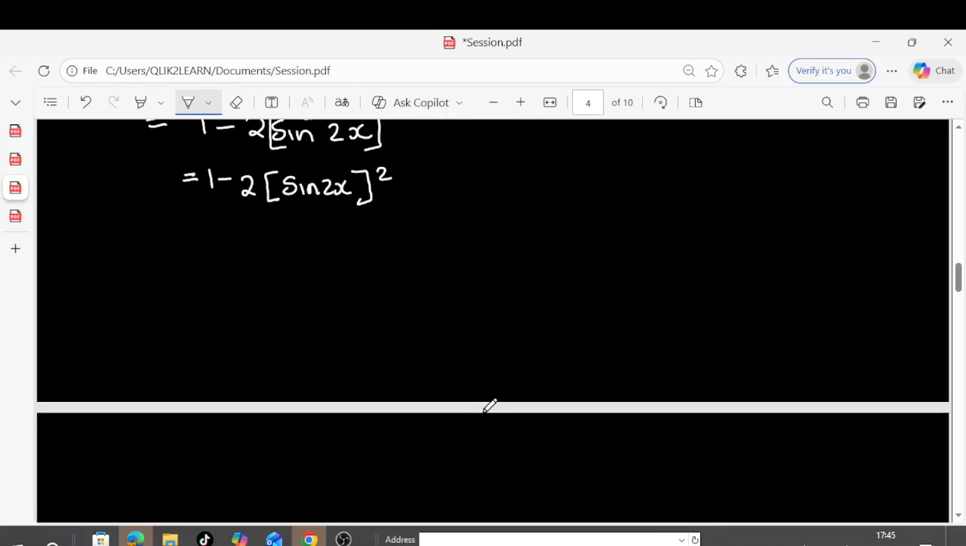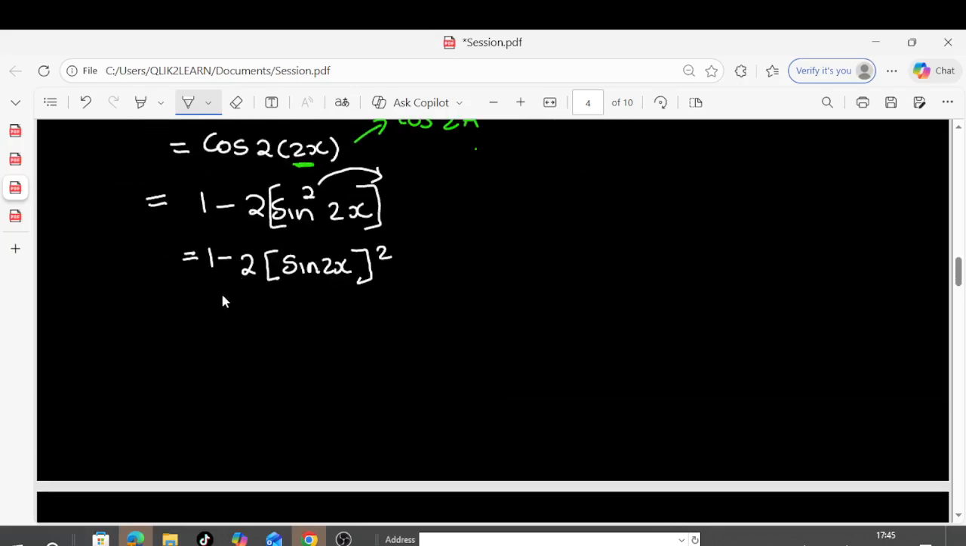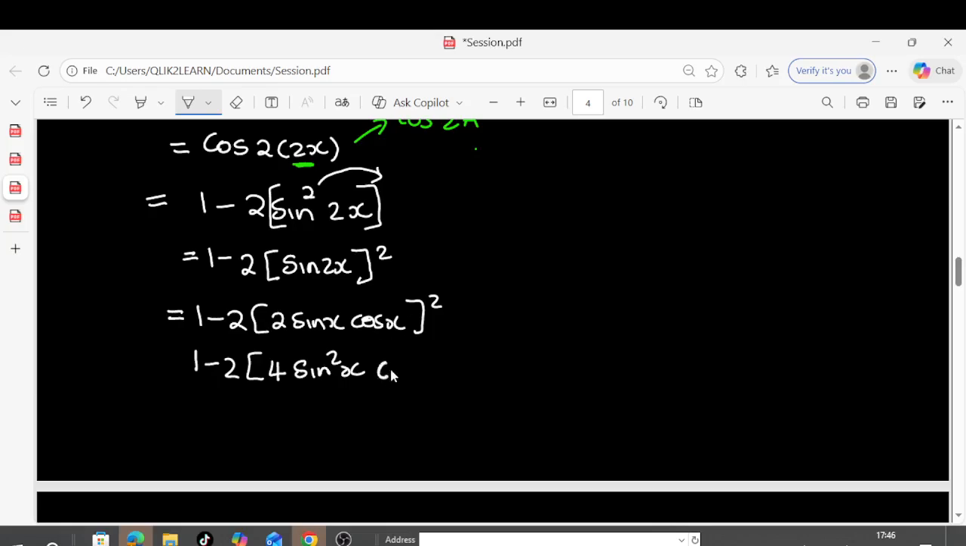Because if we have sine 2x, we know that this will change into 2 sine x cos x. Then everything is squared. So it's 2 squared, that will give us 4. So inside the bracket I have 4, sine squared x, cos squared x.